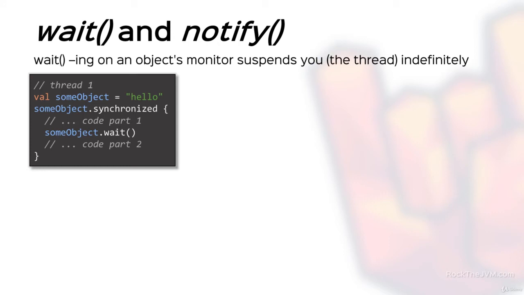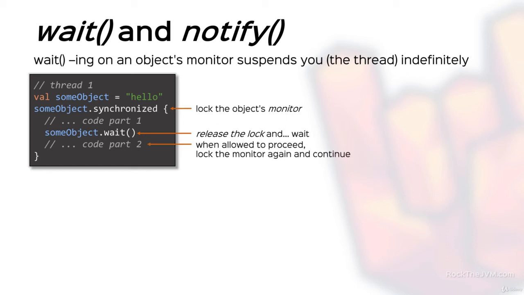Say we have some object that's under synchronization. If one of the threads reaches this synchronized expression first, then this will lock the object's monitor and the thread is free to execute some code. But when it calls wait, it will release the lock on the monitor and suspend at this point. And after it's allowed to proceed, it will take the lock on the monitor again and continue evaluating code.